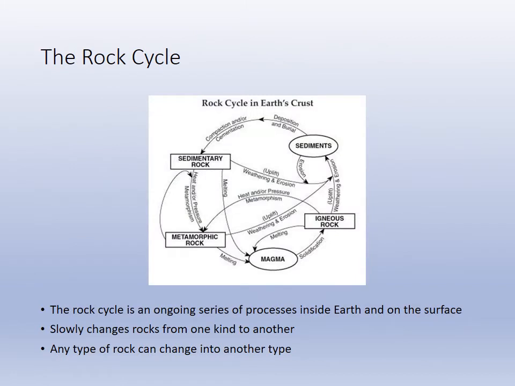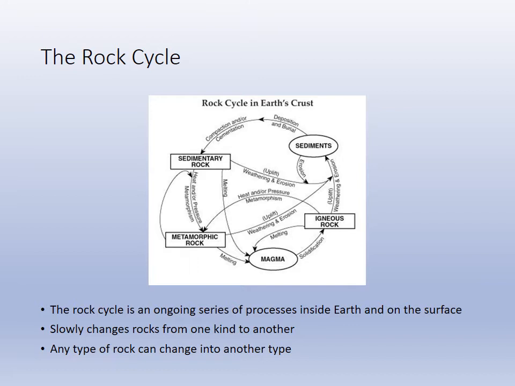This is an illustration of the rock cycle. We will start with igneous rock. Igneous rock can undergo weathering and erosion, which would break it to sediments. Those sediments could be deposited and then cemented, and that would form sedimentary rock. Igneous rocks formed by the solidification of magma or lava. Metamorphic rocks formed by heat and or pressure.